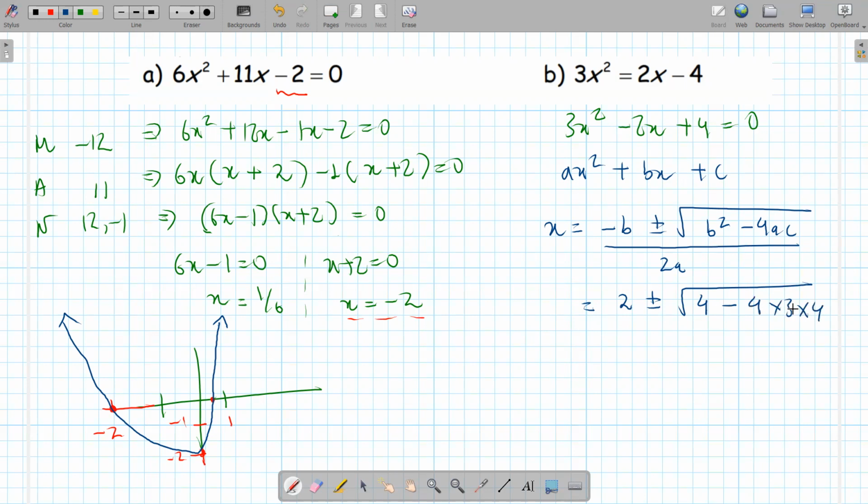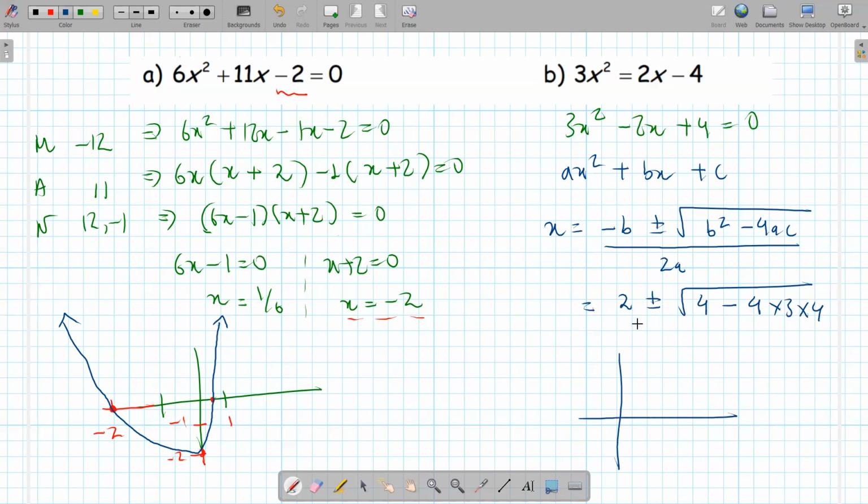Actually, you can't do this. Notice if you do this, you'll get a negative inside a square root. So what this means is that this quadratic cannot be factored. It also does not have any x-intercepts. So you can't solve it. It has no x-intercepts.